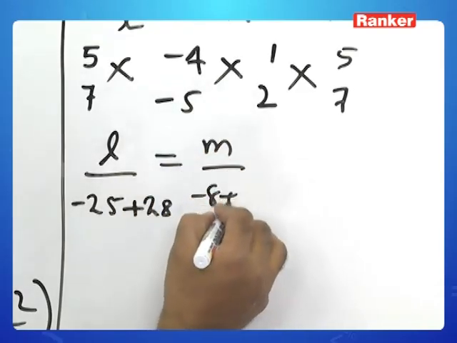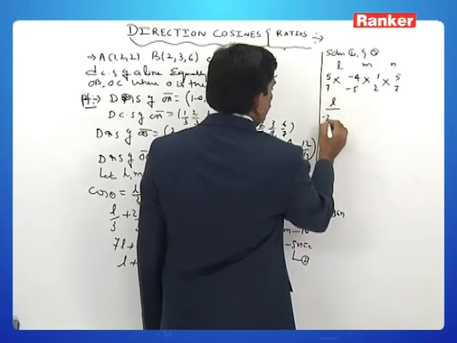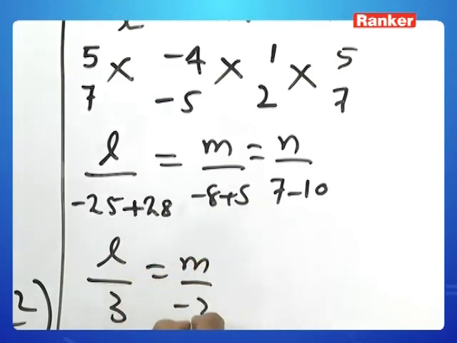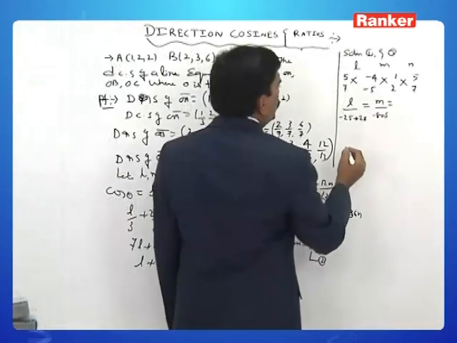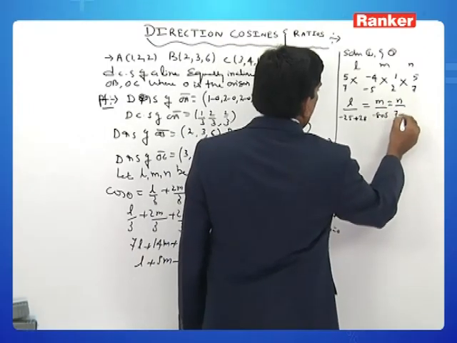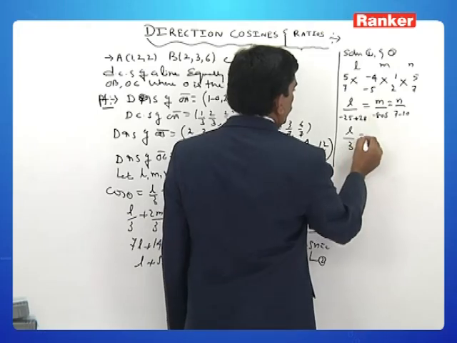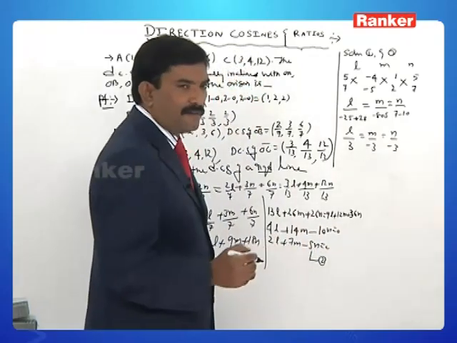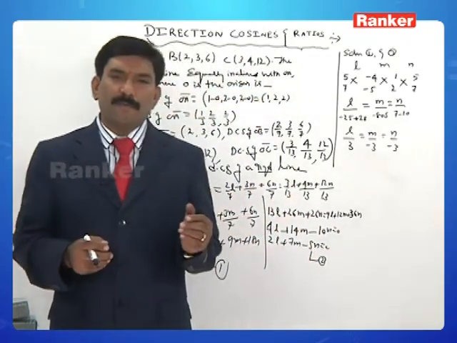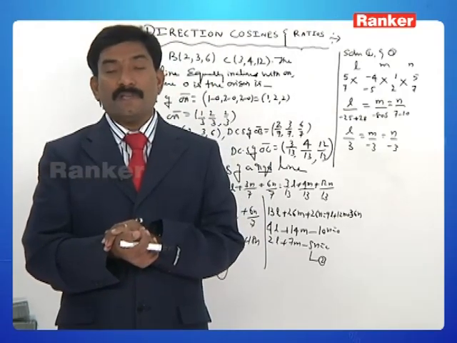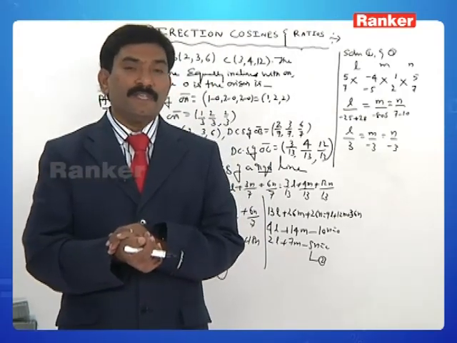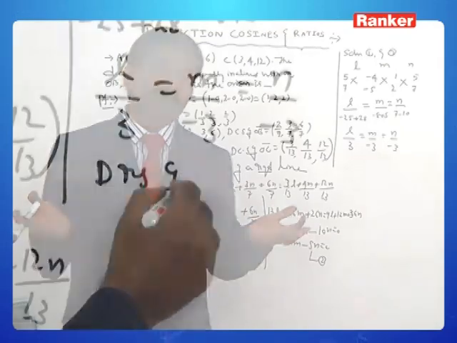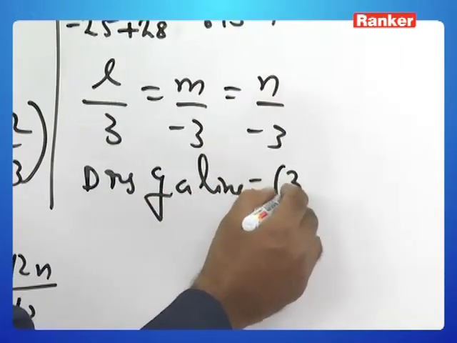Same. So therefore L by minus 25 plus 28, M by minus 8 plus 5, is equal to N by 7 minus 10. Therefore L by 3, M by minus 3, N by minus 3. So therefore now I can write, always direction cosines are proportional to 3 real numbers. When the direction cosines of a line are proportional to 3 real numbers, then those 3 numbers are direction ratios.